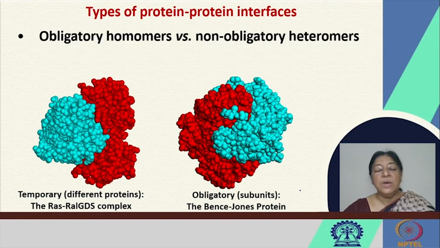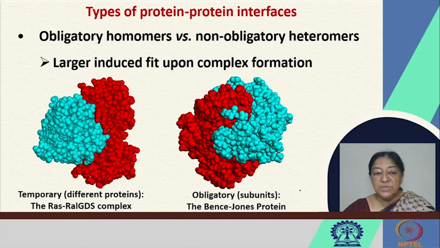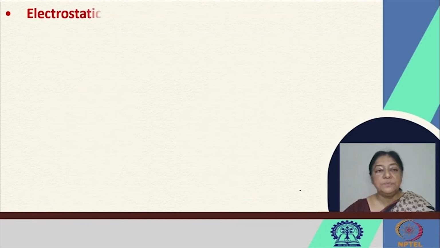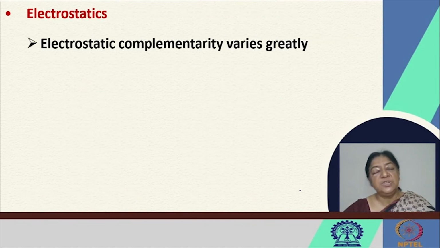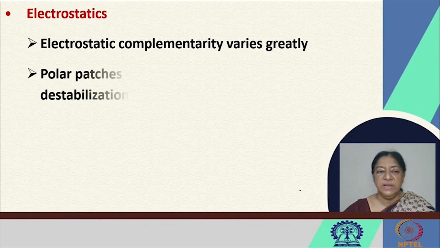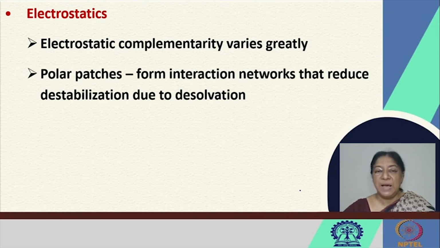And when we look at the specific induced fit upon complex formation, the induced fit means that the molecules adapt to interact with the other subunit so that they form this complex. So when we look at the electrostatics of the interactions, the electrostatic complementarity can vary greatly. We have polar patches on the surface. They form interaction networks that reduce the destabilization due to desolvation.